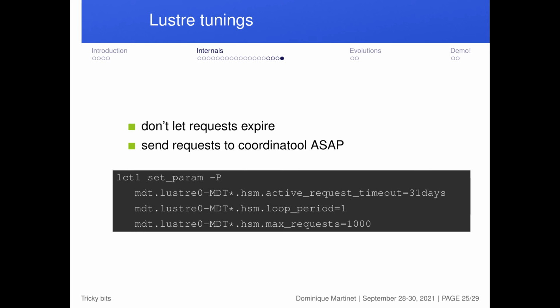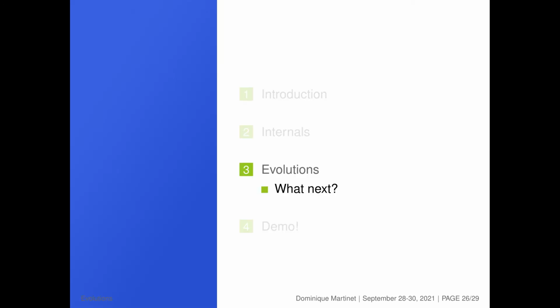We also want to send the request as soon as possible, so a short loop period and a high max request. This is actually what we use in production already, but it could be made higher, I guess. It's good enough to absorb the flow of prediction for us. So that's it for the internals. We're going to talk about what's next.